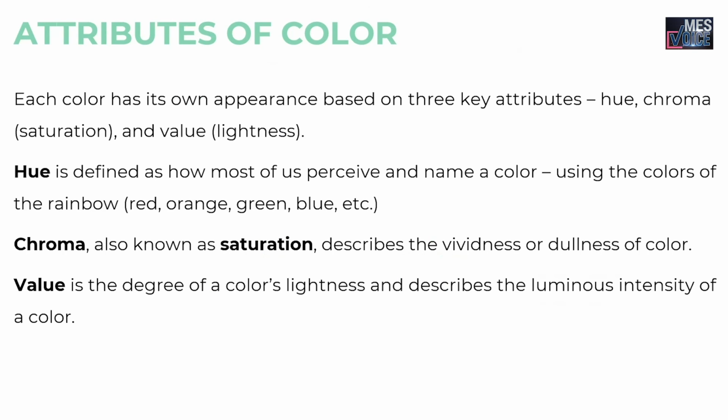Next are the attributes of color. Each color has its own appearance based on three key categories: hue, chroma, and value. Hue is defined as how most of us perceive or name a color, using the colors of the rainbow like red, orange, green, blue. Chroma is also known as saturation, which describes the vividness or dullness of a color. And value, as we said, is the degree of a color's lightness and describes the luminous intensity of a color. So the attributes of a color are hue, chroma or saturation, and value.